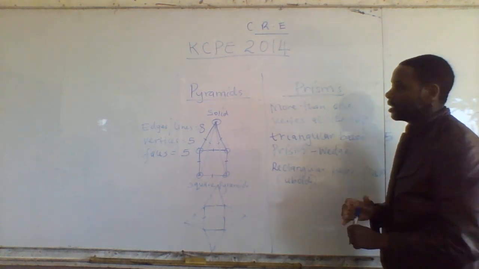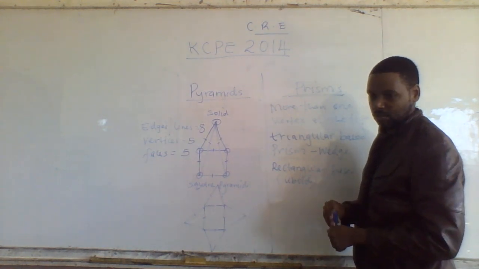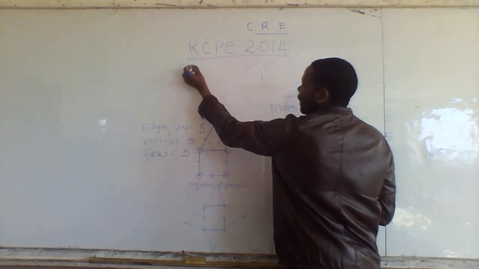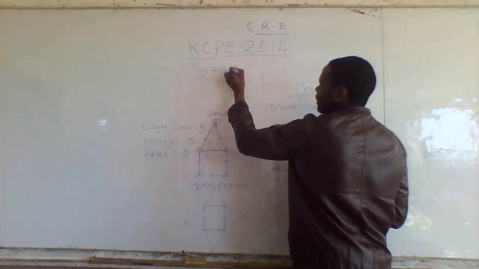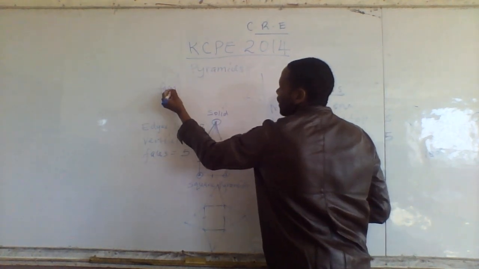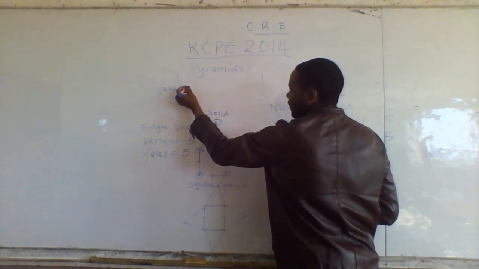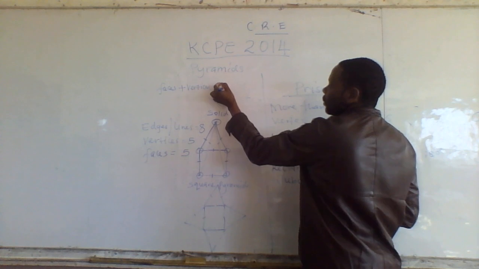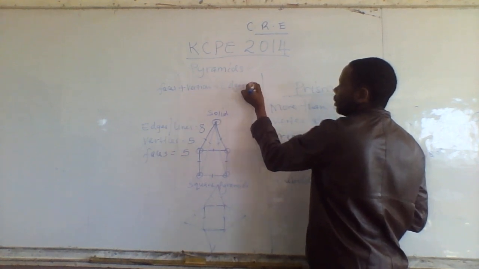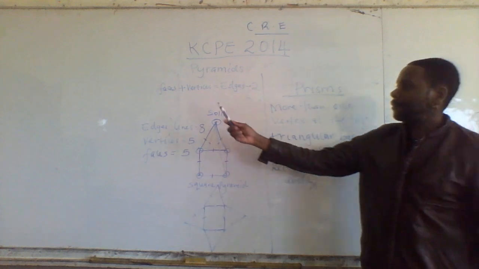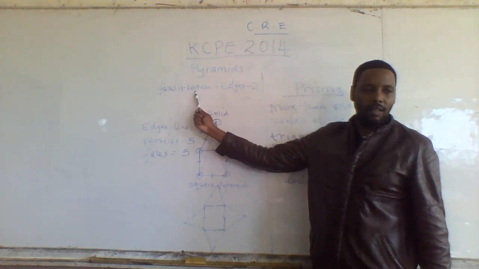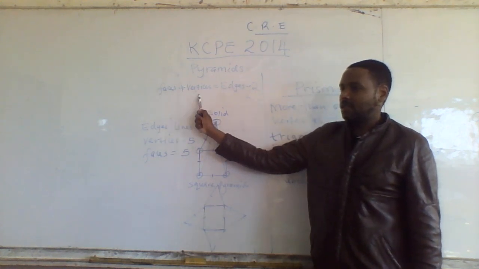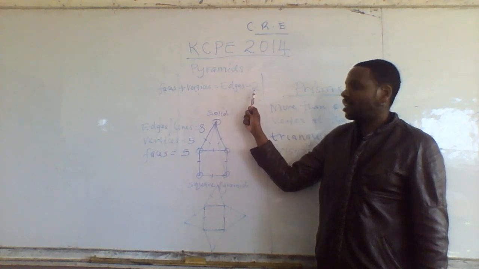Then there is a formula which proves that you are right. Can I say the formula? The formula says faces in any shape plus vertices equals to edges minus 2. Can you say that? Faces plus vertices. Faces plus vertices equals to edges minus 2.